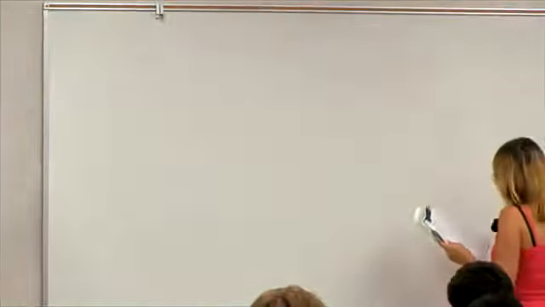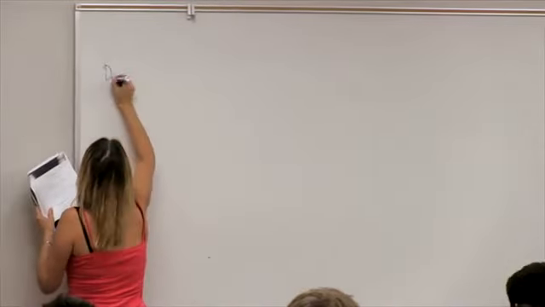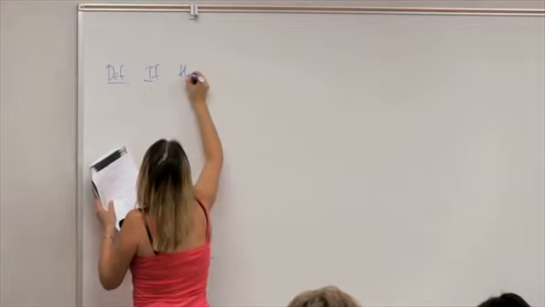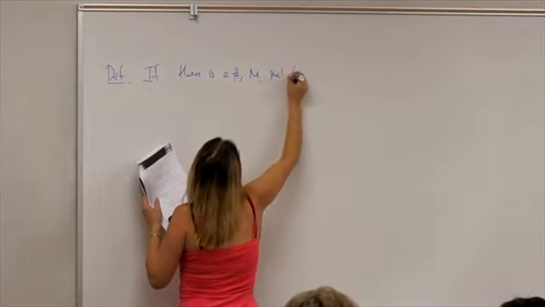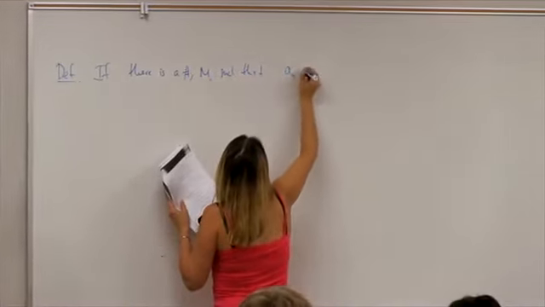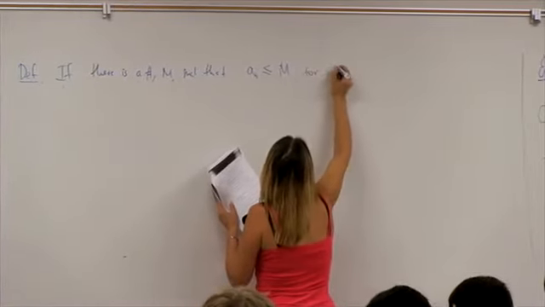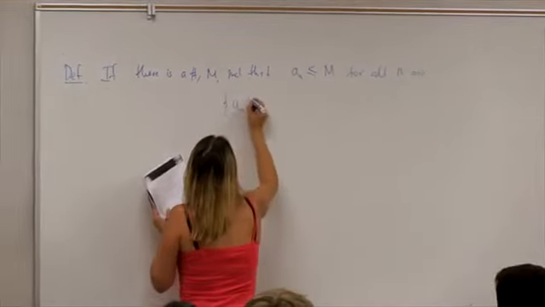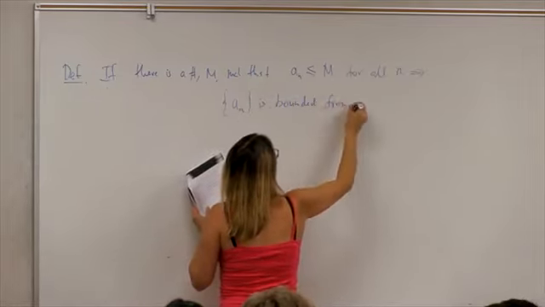The next definition is that of a sequence bounded above and below. If there is a number m such that an is less or equal to m for all n, then we can say that an is bounded from above.